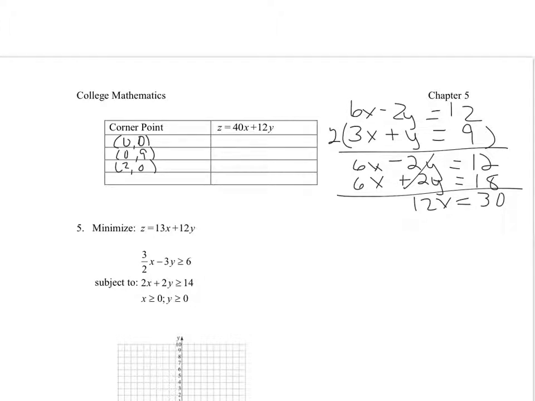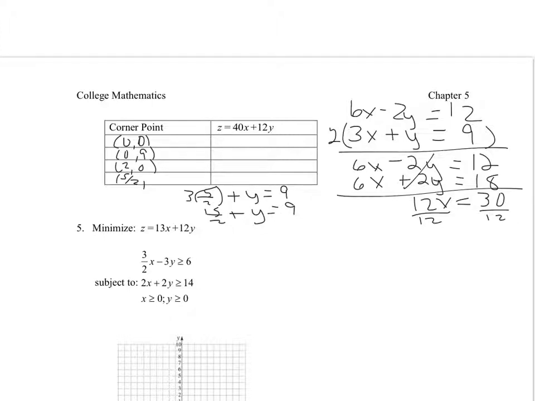Now, if 12x equals 30, when I divide both sides by 12, 6 will divide into 30 5 times, and 6 will divide into 12 2 times. That means my x-coordinate is 5 halves. I need to go back and find the y-coordinate. So again, I can choose either one of these equations. If I take the second one, and I multiply 3 times 5 over 2, because I'm going to plug that in for x, plus y, set that equal to 9. That means 15 over 2 plus y equals 9.